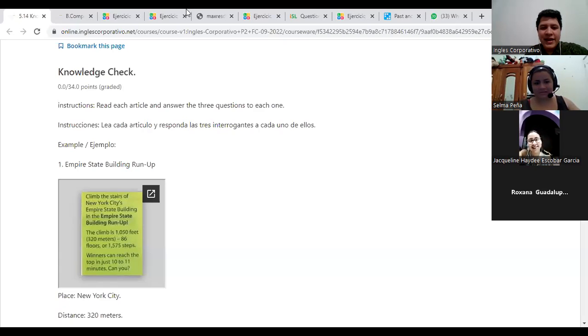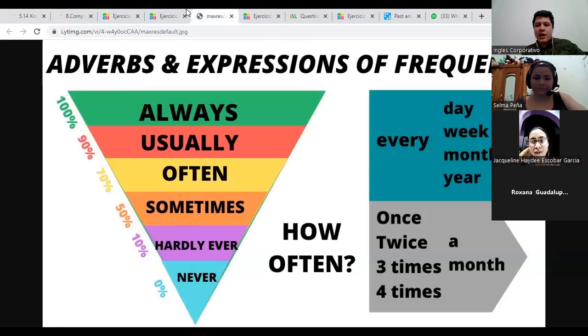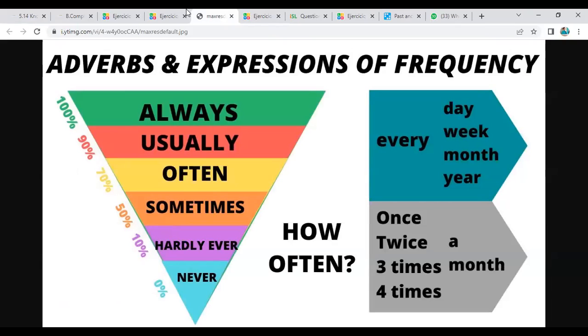Cool, guys. Now, if you want to get extra point, let's pay attention. Because right now, remember, we are going to have exercises. Let me explain this one first. Do you remember that we were discussing adverbs of frequency? Always, usually, often, sometimes, hardly ever, and never. Remember, guys?